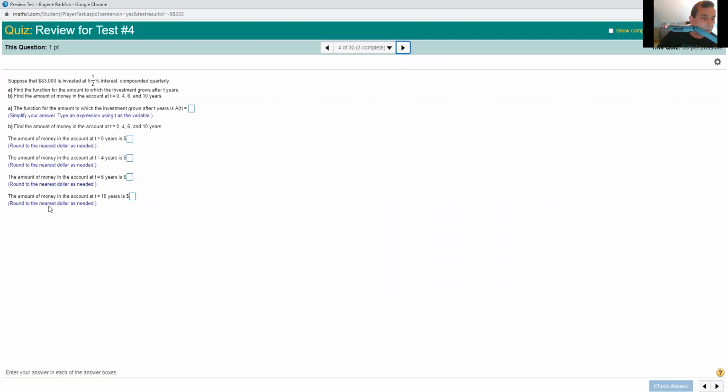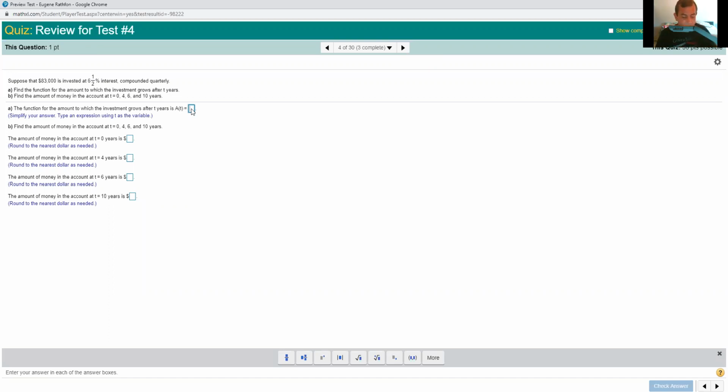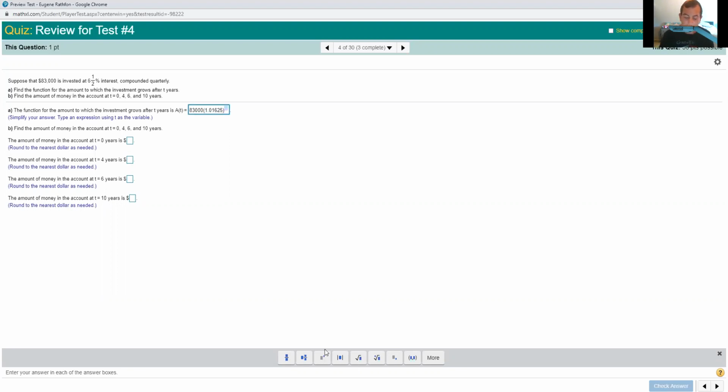But notice it does say round to the nearest dollar. So I would actually round mine to dollars and not even have cents on them, okay? So heck, let me put this in real quick, since my answers were rounded to decimals and I need dollars. So here would be the 83,000, parentheses, 1.01625, close parentheses, and I think I needed the parentheses where that 9 is. All right, and then I would use the little exponent key down here and put in my 4t. Okay, so that's the formula I want.